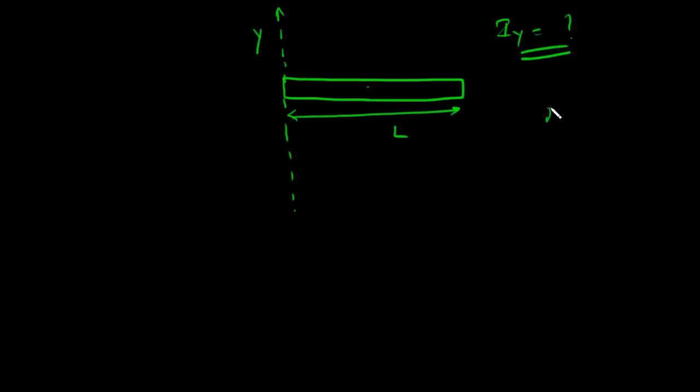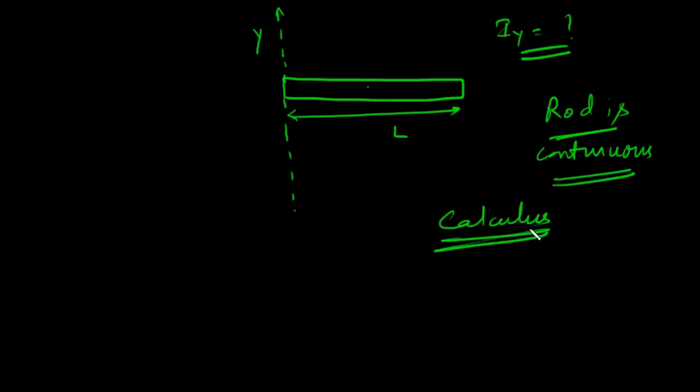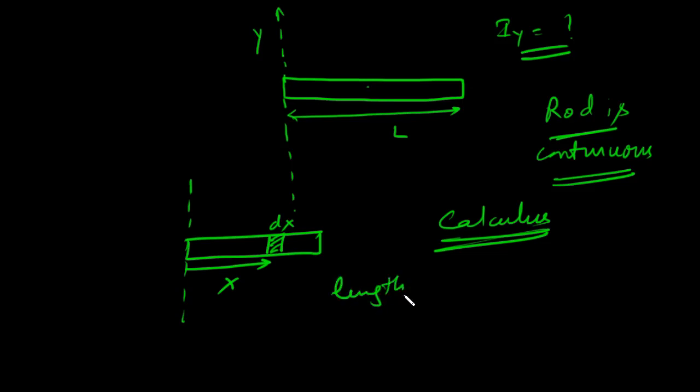So you see, the rod is continuous, just remember this. So we will apply calculus over here. I will assume a small mass of length dx, say, at a distance x from the axis. What will be this small mass? Since the length L is a constant factor for the rod, we can take the mass in terms of L.